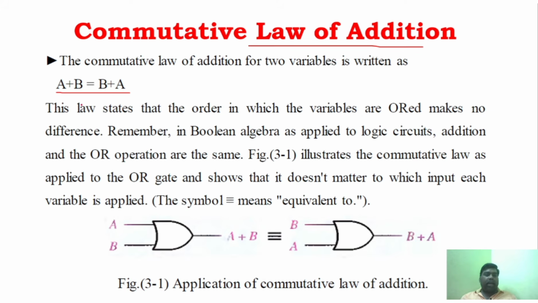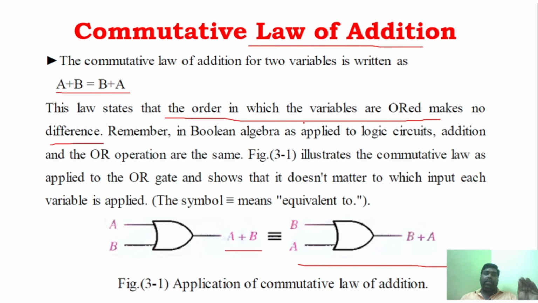And you can see how technically this is expressed, right? The law says that the order in which the variables are ORed makes no difference. Even if it is A plus B or B plus A, in any order, it will be the same. And how will you represent this using gates? You know that A plus B can be represented like this, and this is similar to B plus A. So according to the commutative law of addition, A plus B is equal to B plus A, and this is the logic gate implementation.